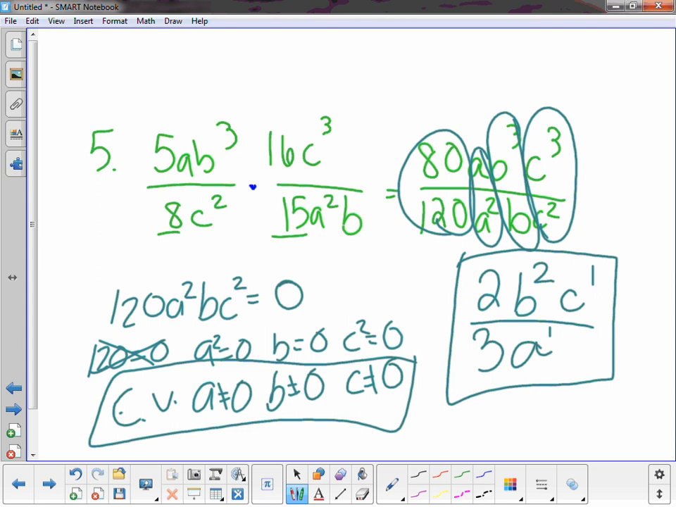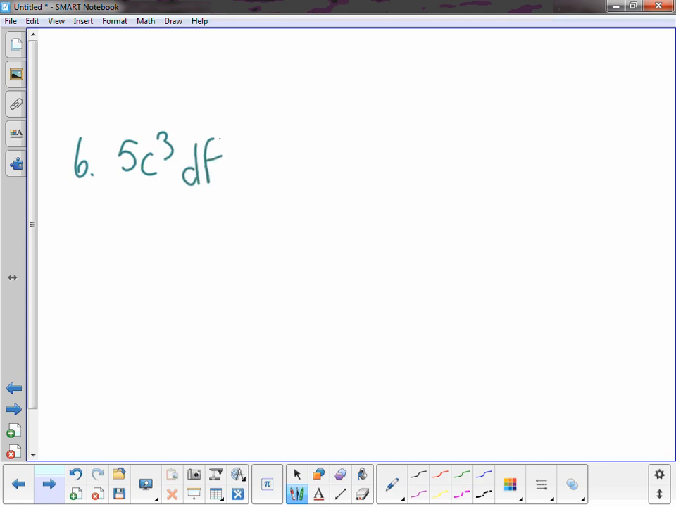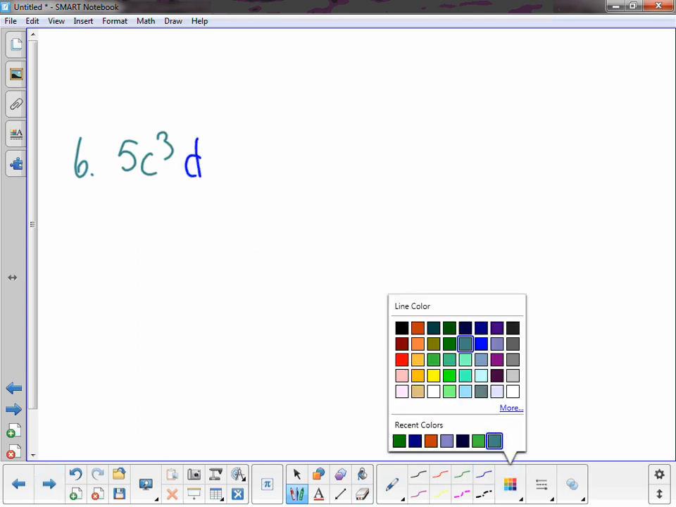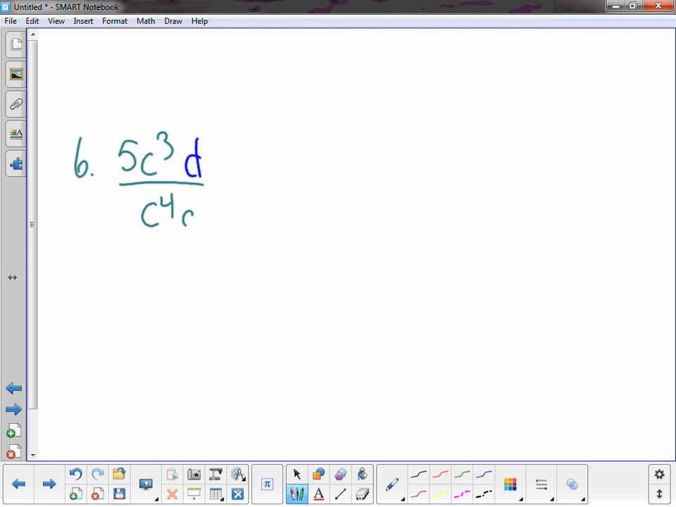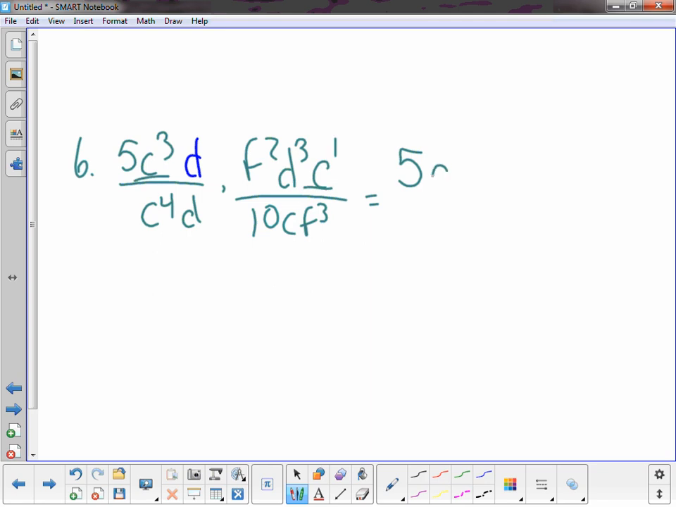So you have 5c cubed d f squared d cubed. Oops, got to write that out better. C squared d, divided by c to the fourth d times f squared d to the third c over 10c f cubed. So let's go ahead and write this out. So first we have 5. Now I'm going to take and multiply my c's. So I have c to the third times c to the first. That's going to give me c to the fourth.